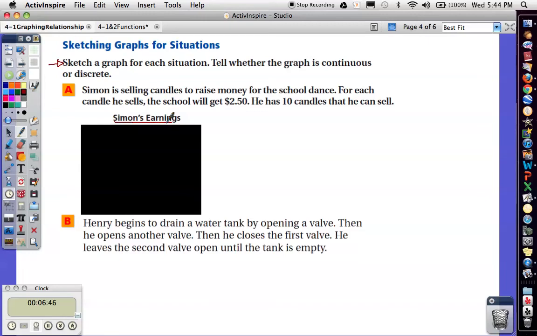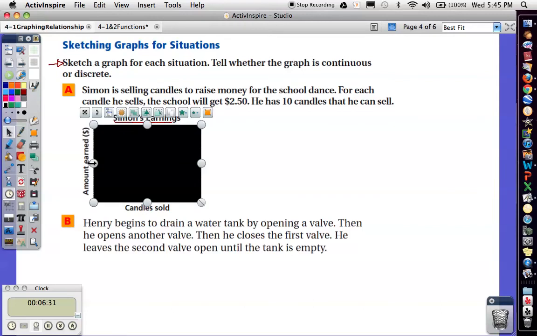What are you going to put across the x-axis? So he's selling candles and then he's making money. The school's going to make $2.50. So which value is what's going into the function? Well, I'm making money based off of candles. So hopefully you put candles on the bottom and amount of money earned on the y-axis.